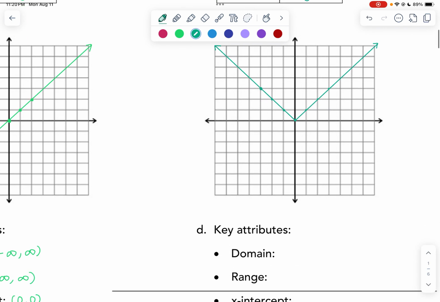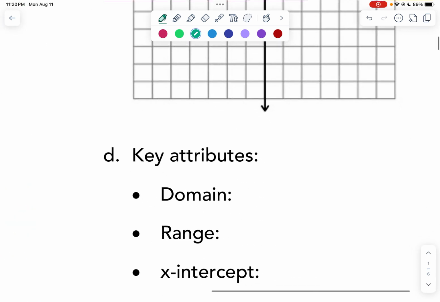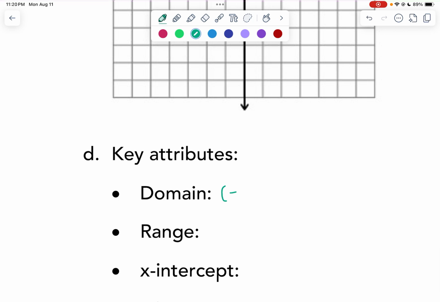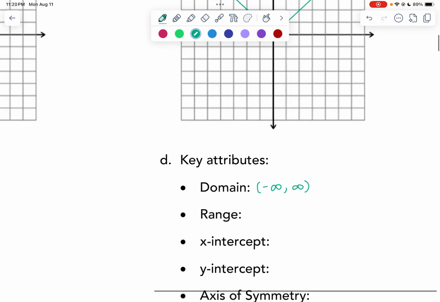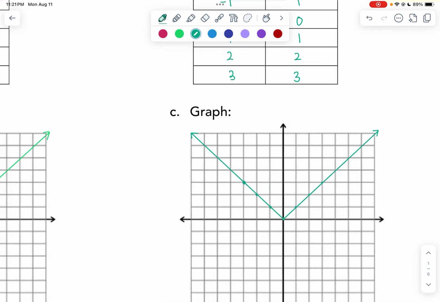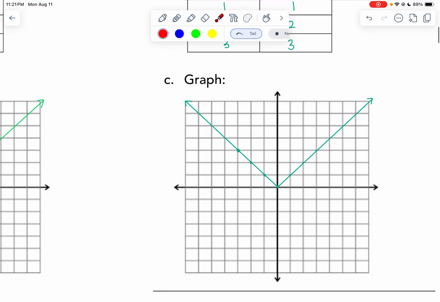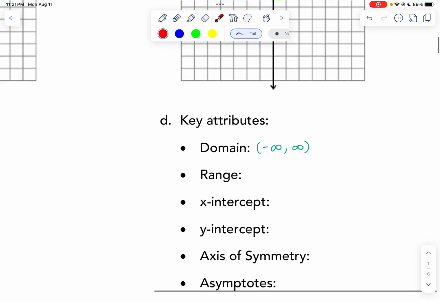Okay, for this, your domain could be anything. You can plug in negative numbers or positive numbers, so negative infinity to infinity would be our domain. But for your range, anytime you're plugging in a negative number, it's always going to bounce back up to the top and give you a positive output. So your range from bottom to top would be from 0 all the way up to infinity.